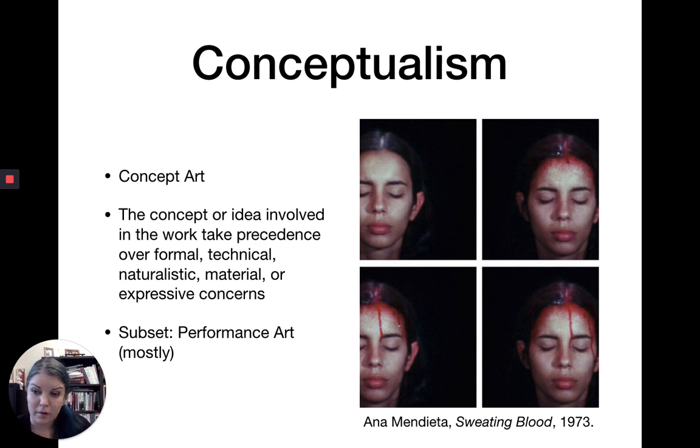Most performance art fits under this category. Also a lot of word art, like Jenny Holzer, a lot of that kind of work fits under this category. This example is several film stills from Ana Mendieta, who we'll talk about later, from her film Sweating Blood. Okay, so that was pretty quick, but that's just a rundown of the five big isms, the big categories of art that I like to have as a handy sort of reference when talking about art history.